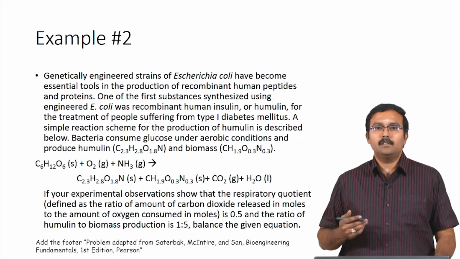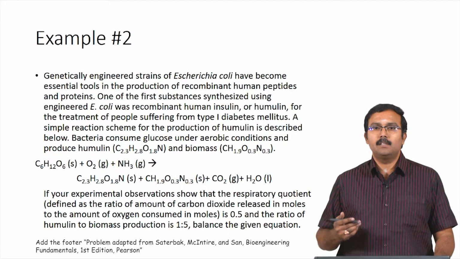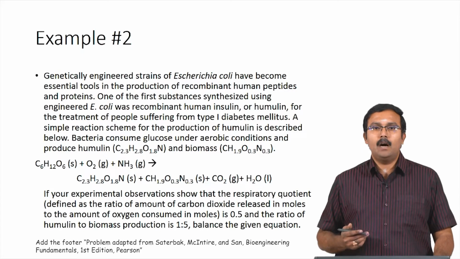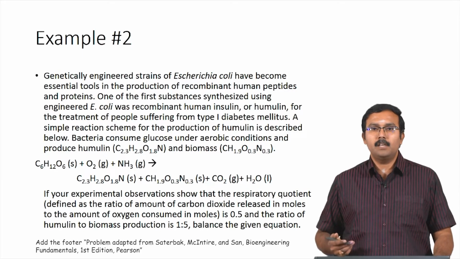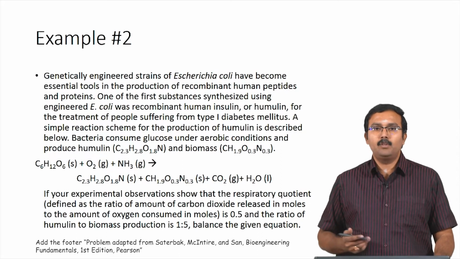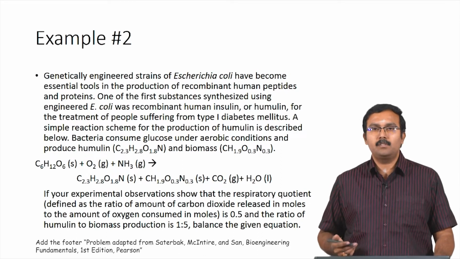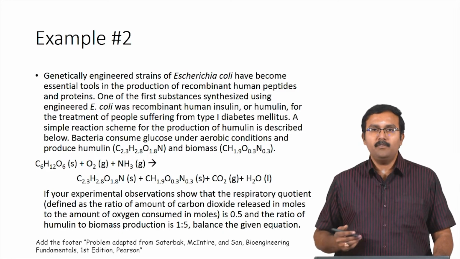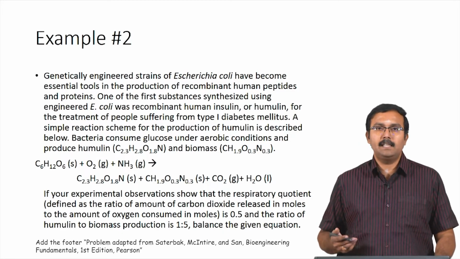So, if your experimental observations show that the respiratory quotient, which is defined as the ratio of the amount of carbon dioxide released in moles to the amount of oxygen consumed in moles, is 0.5 and the ratio of humulin to biomass production is 1:5, balance the given equation. So, all the information you need for balancing the given equation has been provided.